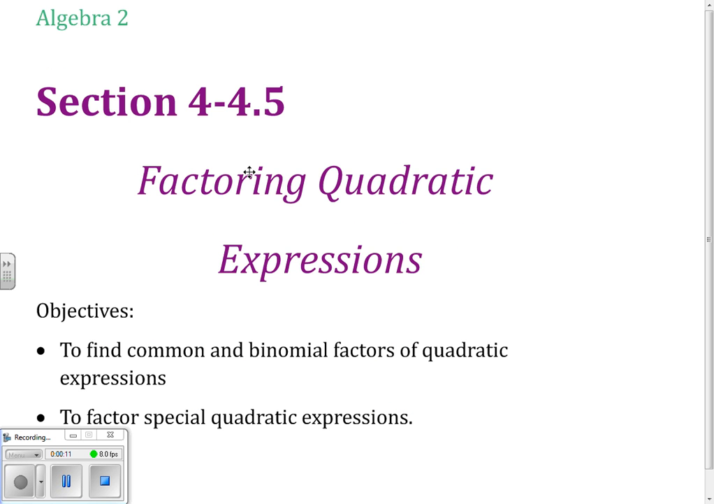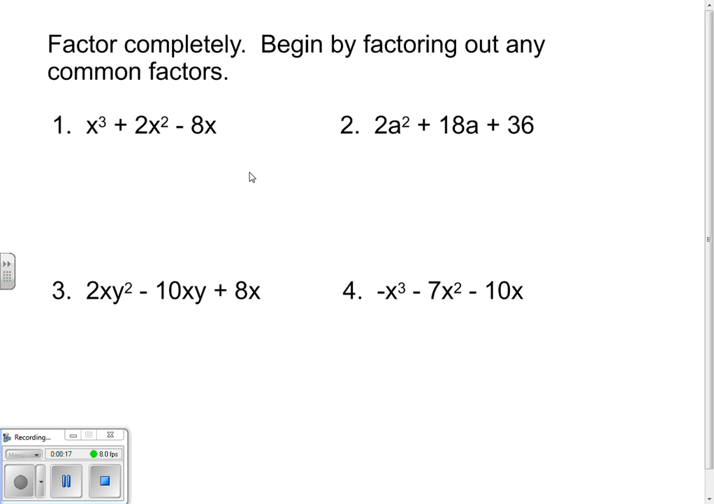Section 4, day 5 talks more about factoring quadratic expressions. It's a pretty big section because there's so much involved in factoring. So now they're going to start changing the directions to just factor completely. The first thing you should do, no matter what, when the directions say factor completely, is always find a GCF. Always. And then see what happens when you're done.